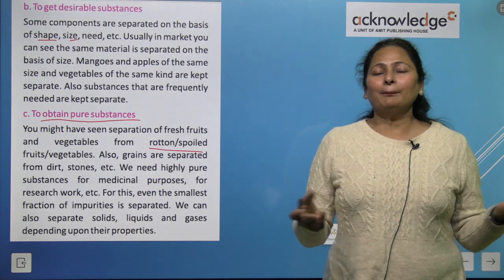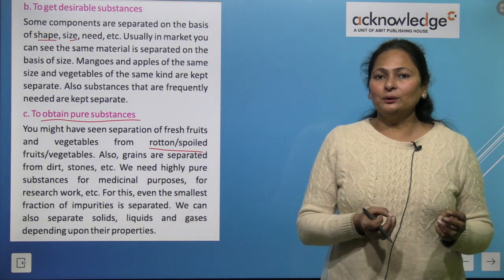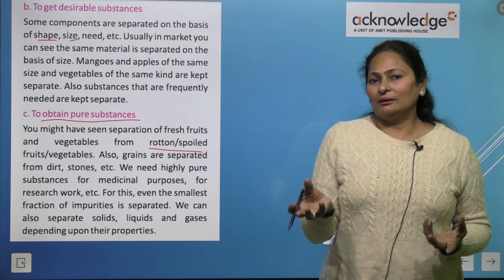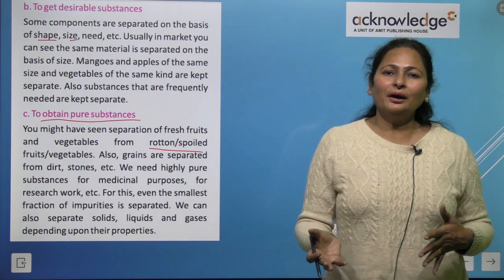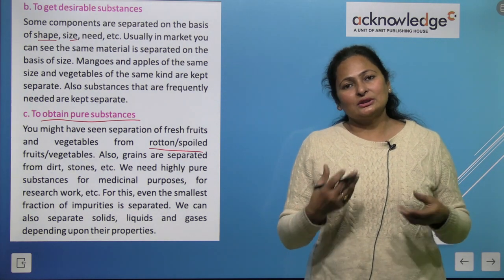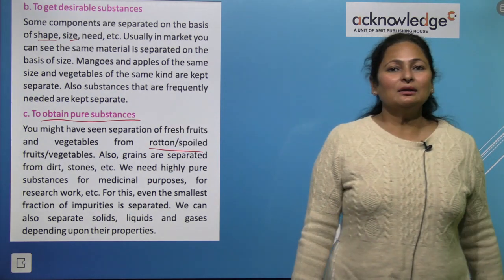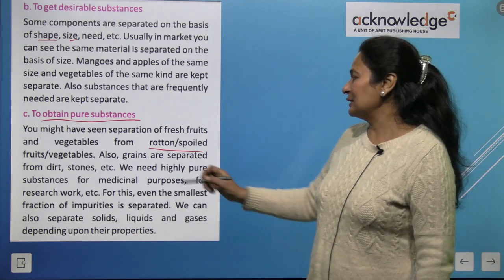But it won't happen that you will throw everything out of your house. You need to separate the rotten one, which is not fit for us, not good for us. You just throw it away, and the rest, which is good, you can use it. So that is why to obtain the pure substance, we need the separation method.